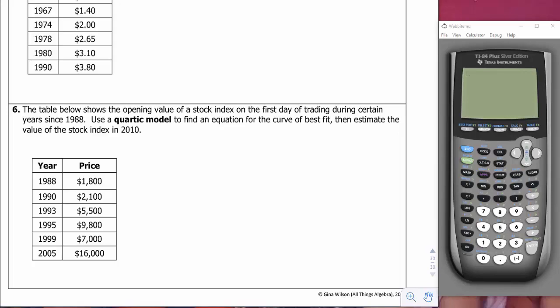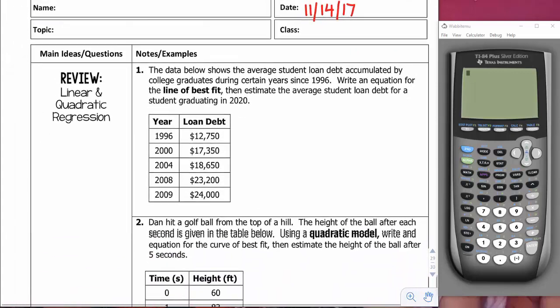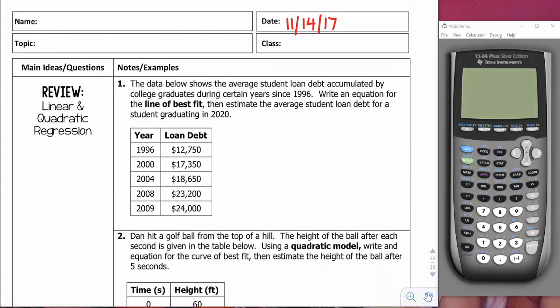Alright guys, we're going to go ahead and do a couple more of these regression problems. If you're looking at this worksheet, we're going to go through two problems here. Now the first two are review. This was literally done yesterday, so I'm not going to go back and review the exact same things again, because we're just building on what we did yesterday.